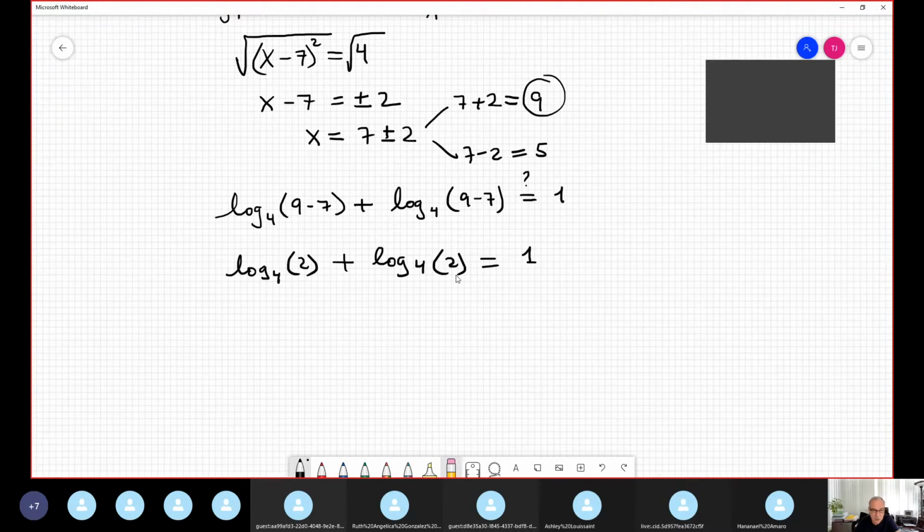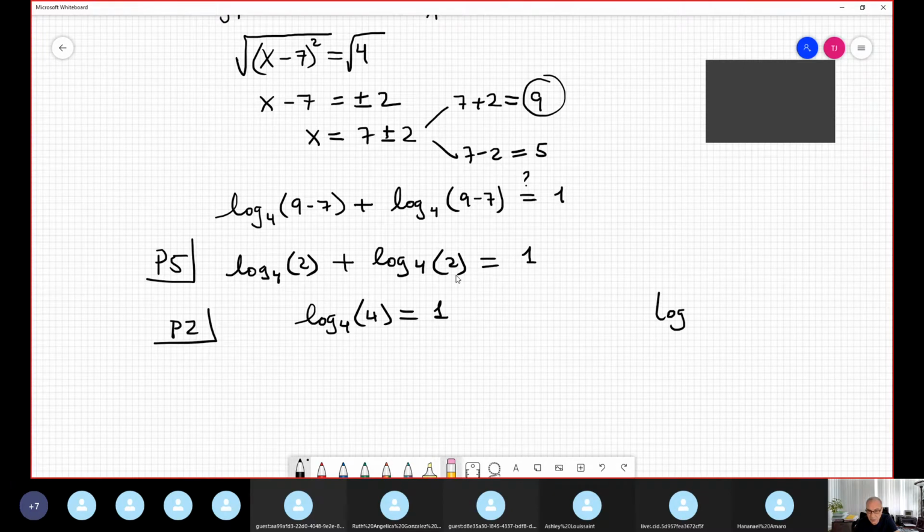Now, one more time, I apply the property number 5. Because I see addition, I condense: logarithm base 4 of 2 times 2 is 4. It is obvious that it is 1 using the property number 2. Remember, property number 2 says the logarithm of any base of the argument, when the number inside the argument is the same as the base, is 1. In this case, the number inside the argument is 4, which is exactly coincident with the base, so 1. So we prove 9 is perfect.